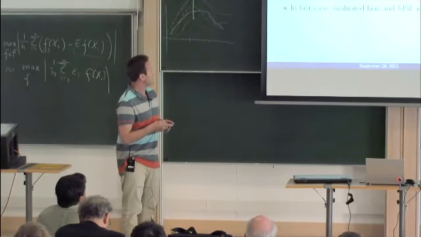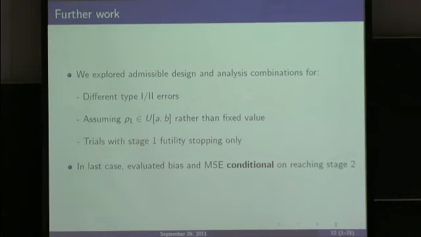For further work, we explored various other ideas that I haven't got time to go into. Have I got time to go? Okay, all right. So different type 1 and type 2 errors, and evaluating bias and mean squared error over a uniform range rather than a specific value.